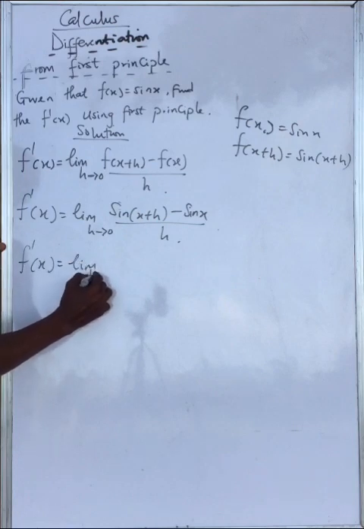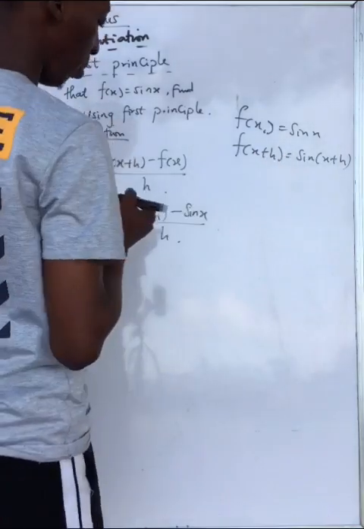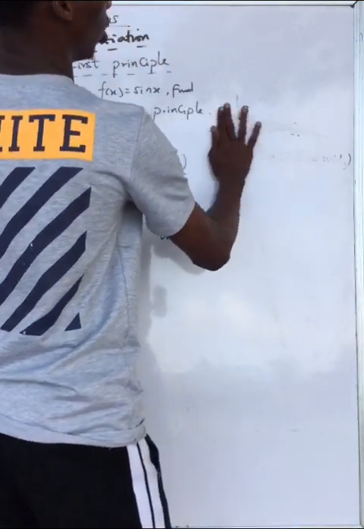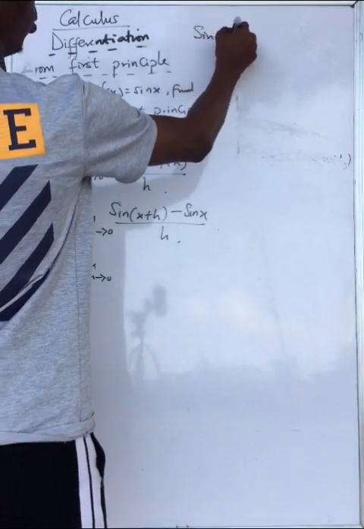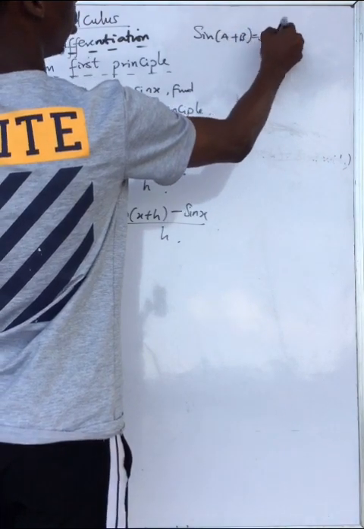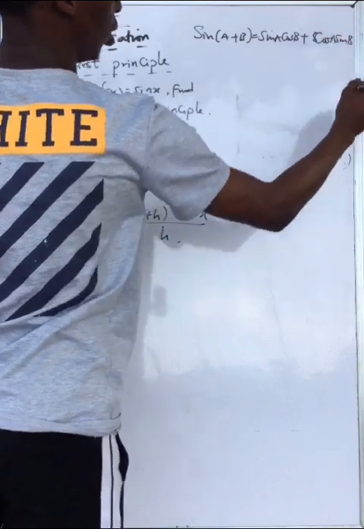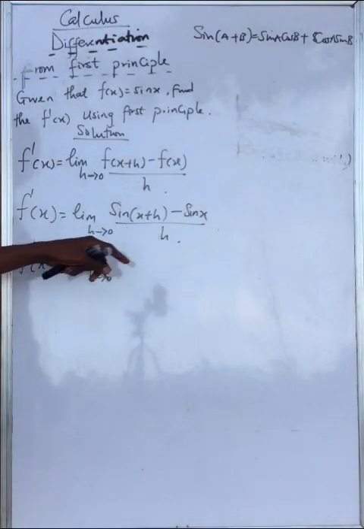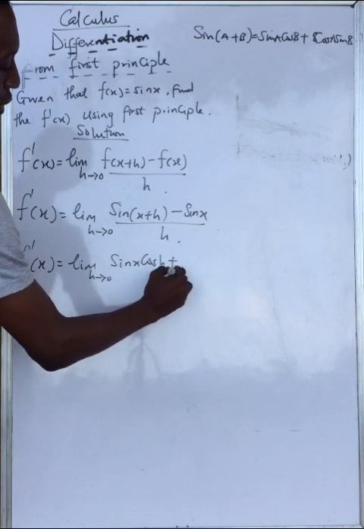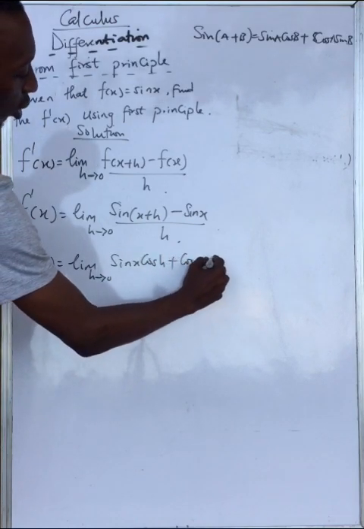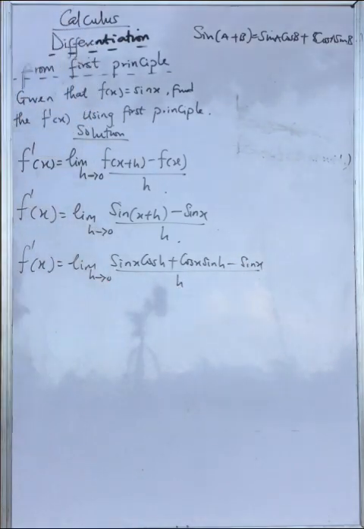Now in this case, remember from your concept of the trigonometric addition formula that the sine of a plus b is equal to the sine of a, the cos of b, plus the cos of a, the sine of b. So applying such here, you have the sine of x, the cos of h, plus the cos of x, the sine of h, minus the sine of x, all over my little increment in x.